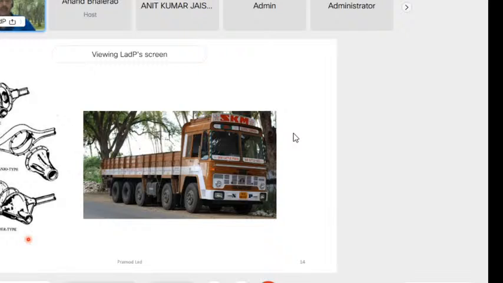Actually, they call it a truck. What we call pickups, they call trucks, and this design is more popular in those vehicles.